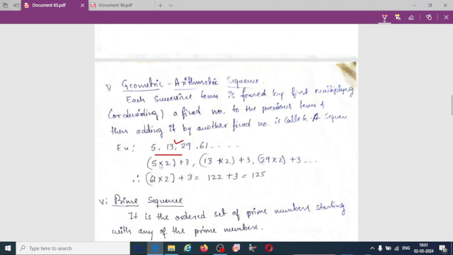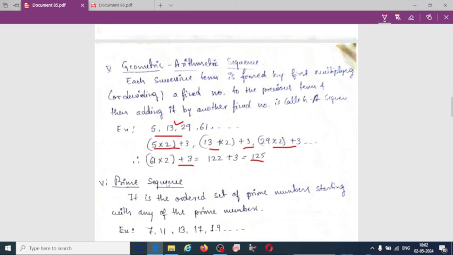So we have to multiply 5 into 2, 10. So if you add 3, you will get 13. So next, 13 into 2, 26 plus 3, 29. So like that you can solve and you can find the next number. So 61 into 2 plus 3, that is the required number, 125, the next number in the series.